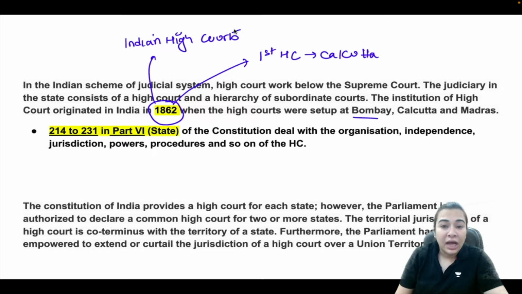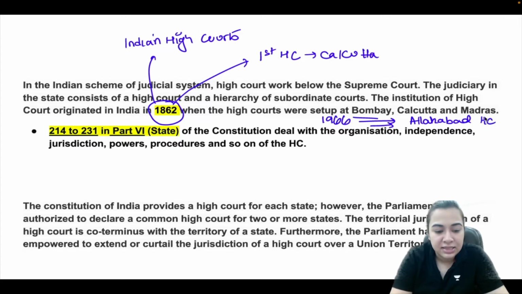Now, the fourth high court in the country after Bombay, Calcutta, Madras, was the Allahabad High Court. And the Allahabad High Court was not set up during British rule. So during British rule, we had only 3 high courts in the country. The Allahabad High Court was the first high court which was set up after independence. And this happened in the year 1966. See, after 1950, a high court was existing in each province and it became the high court of the corresponding states. Now, as of now, guys, we have approximately 25 high courts in the country.